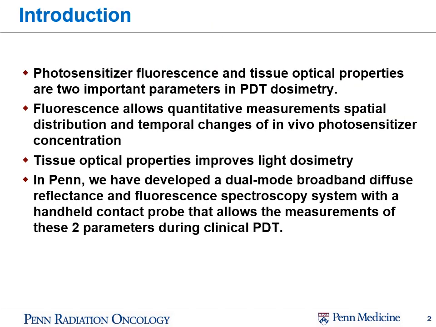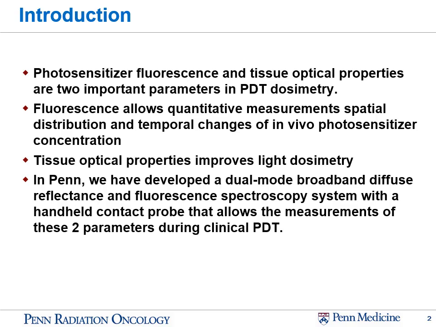Photosensitizer concentration and tissue optical properties are two very important parameters that are commonly measured during PDT dosimetry. Photosensitizer emits fluorescence light when excited by the treatment laser, and this fluorescence light allows quantitative measurements of the spatial distribution and temporal changes of its concentration in vivo.